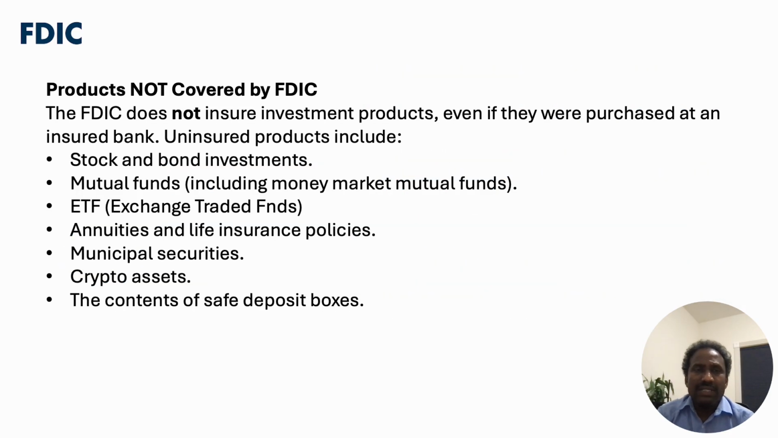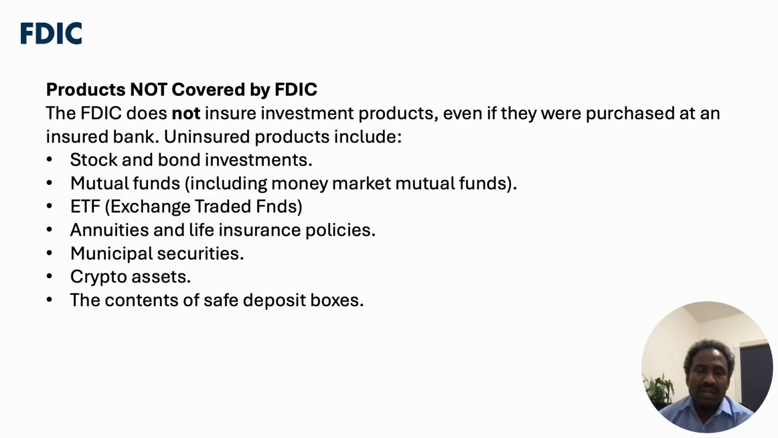A couple of things are not covered. If you have stocks with Fidelity, Vanguard or Robinhood, those stocks or bond investments are not covered, because they are not a fixed amount. It's a market risk. Mutual funds and ETFs, exchange traded funds, are also not covered. Annuities and loan insurance are also not under the FDIC category.